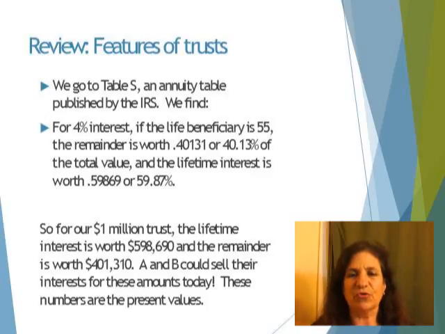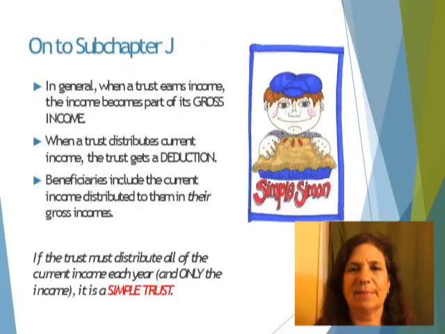So for our $1 million trust, the lifetime interest is worth $598,690. And the remainder is worth $401,310. And if you think about the remainder, that's the amount you'd have to invest today at that 4% interest rate, so that at the end of the life expectancy of A, you would have exactly $1 million, because that's what the remainder is going to get: the corpus. Okay, let's move this on.